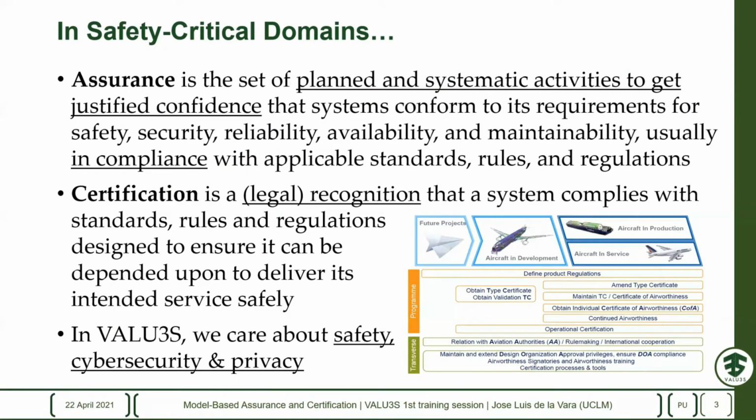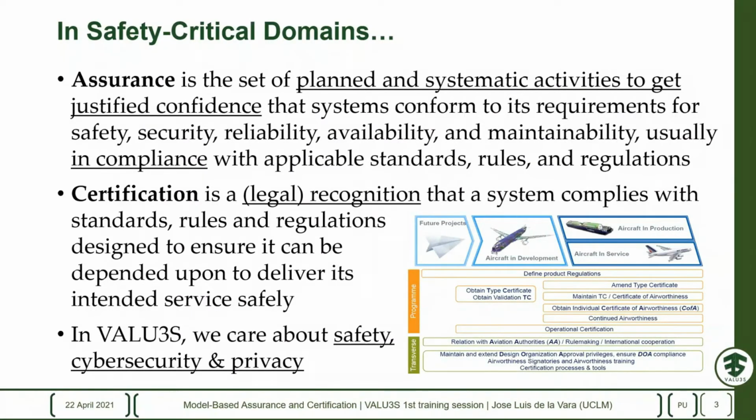So in a bit more formal way, when I talk about assurance, I'm talking about the planned and systematic activities to get justified confidence. This means that you need, for example, evidence to confirm that a system satisfies some requirements for safety, security, and so on. And typically, this is done in compliance with the standards. And when I talk about certification, it's the legal recognition, which applies to some domains, not to others, that a system is dependable and complies with the standards.